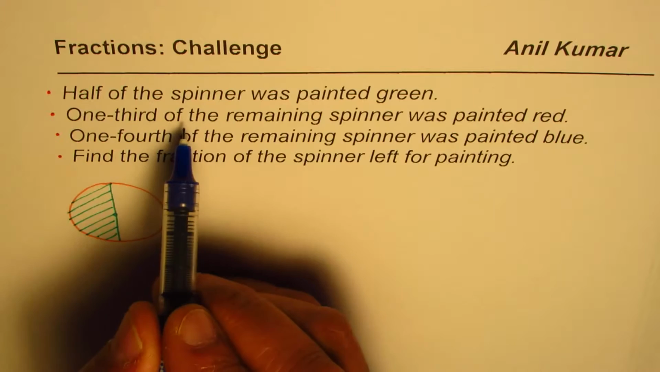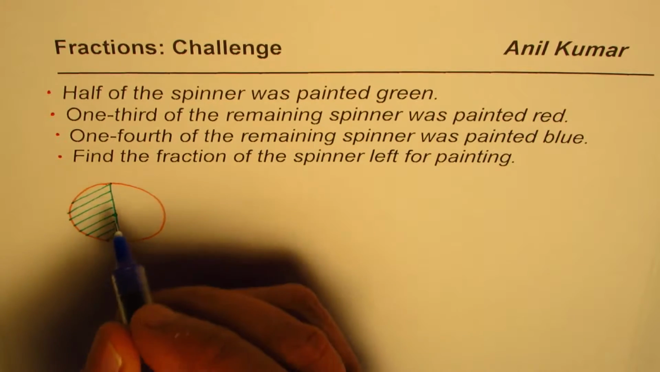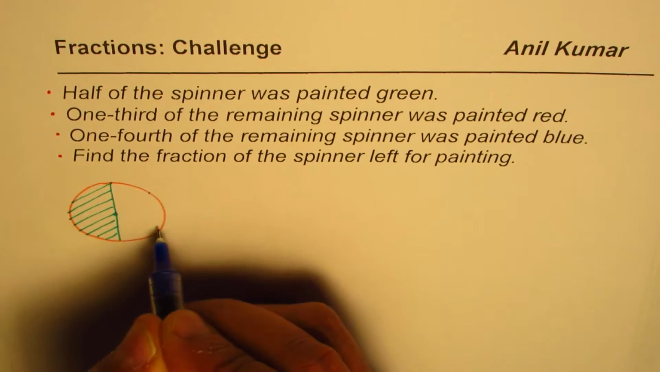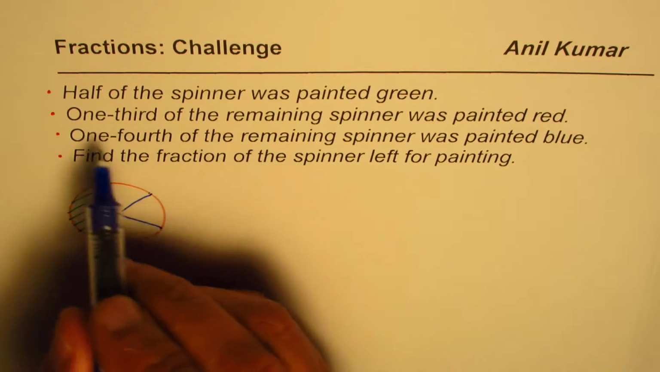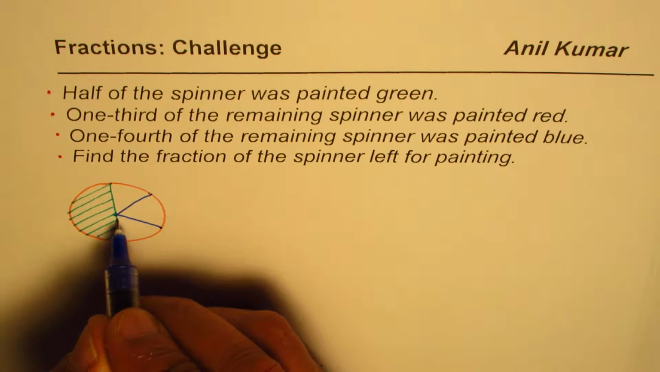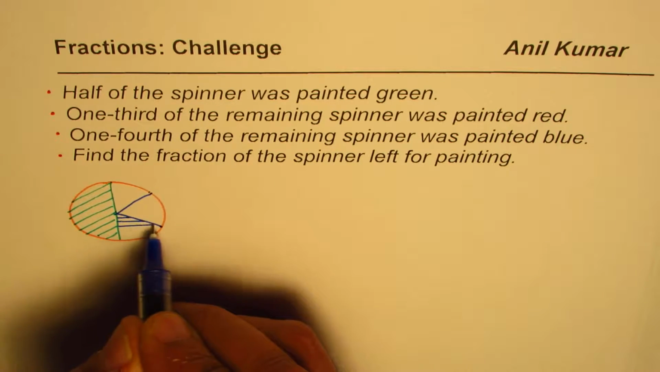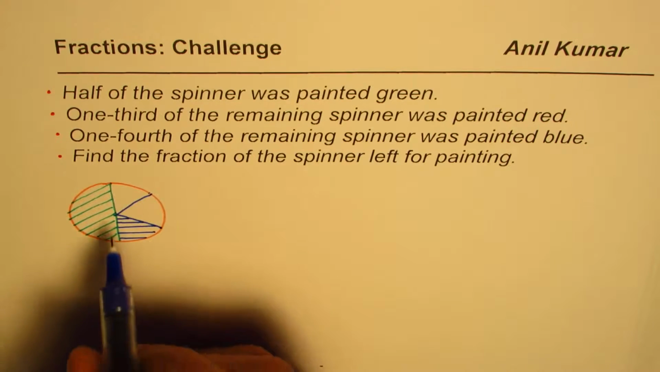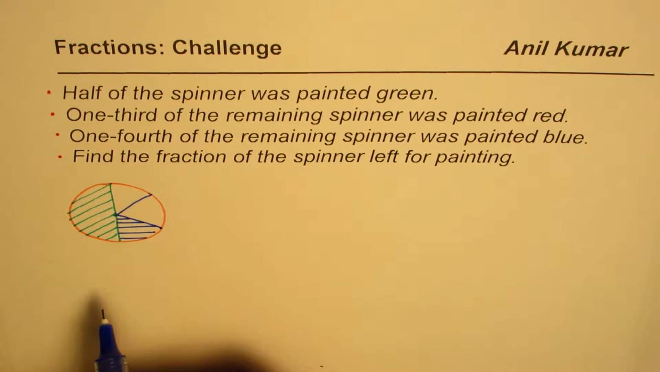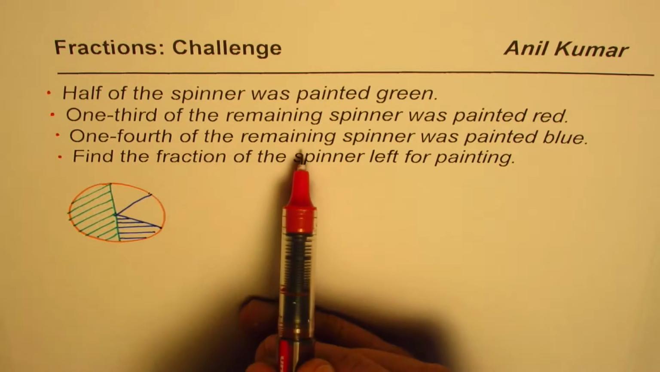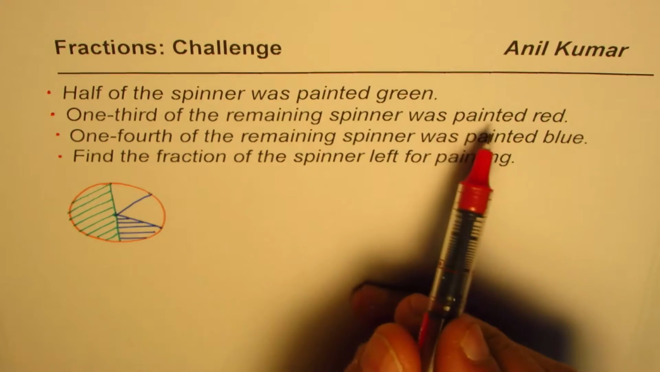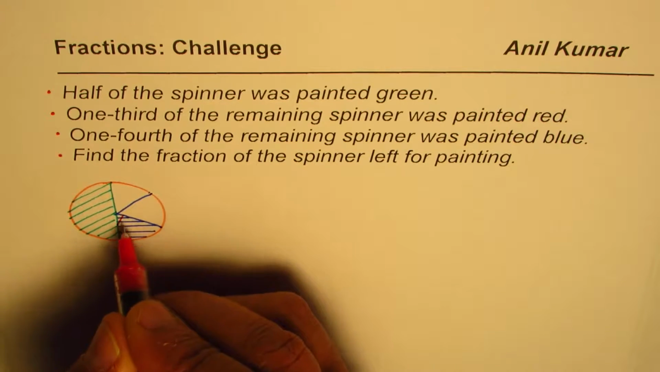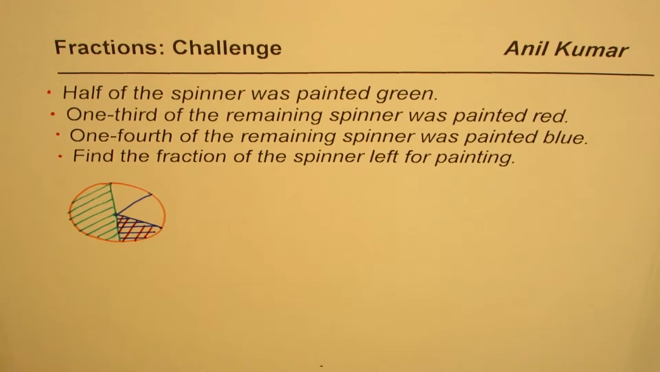Then 1/3 of the remaining spinner was painted red. So that is to say, if I divide this into 3 equal parts, let us say like this, in that case 1/3 is painted. So let's say we paint this part. Correct? So we are left with that much of a portion, right? And now it says 1/4 of the remaining spinner was painted. 1/3 was painted red. I just colored it wrong. Let me make it red. Okay. So this is red for us.